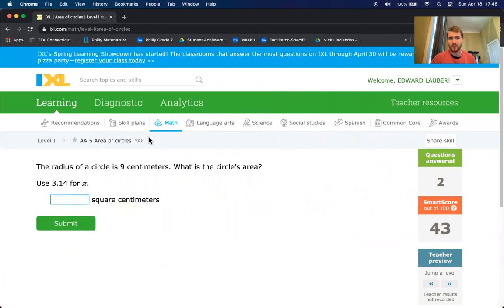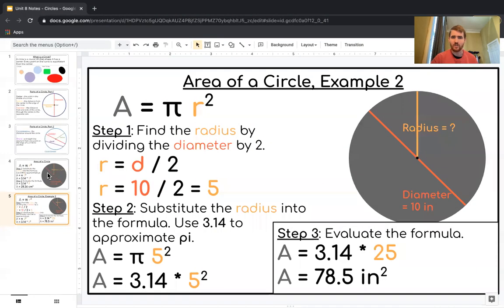Those are really the only two kinds of problems you're going to encounter. You're going to encounter problems where it gives you the radius and you just need to substitute in, and where it gives you the diameter first, and then you have to find the radius. And remember, there's 2 examples in the notes. You can check this out if you need any help.